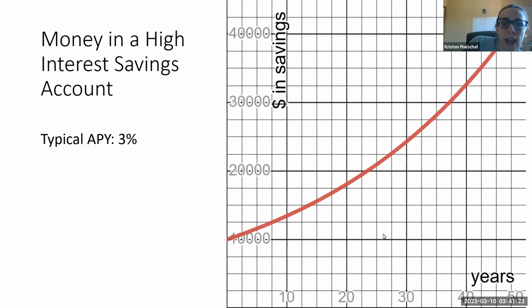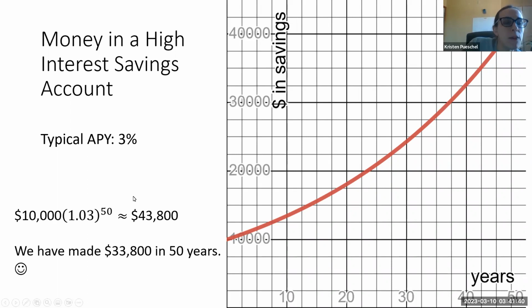We can see our starting value of $10,000, and we see that over time, this grows quite a lot. All right, if we calculate 10,000 times 1.03 to the 50, we get $43,800. Okay, so we have made almost $34,000 over those 50 years. Our money has more than quadrupled. Okay, so that's pretty good.